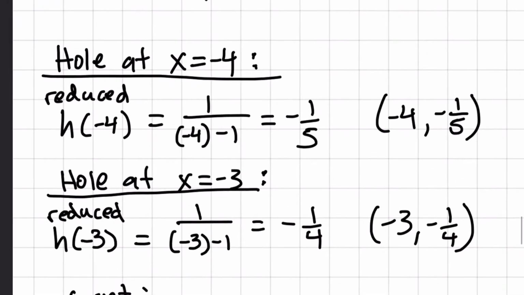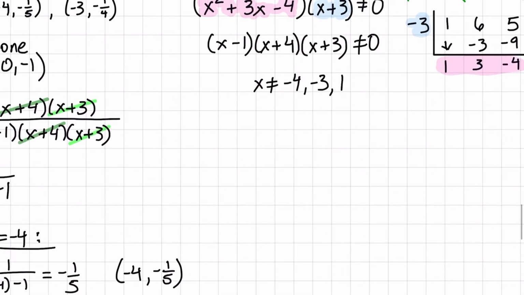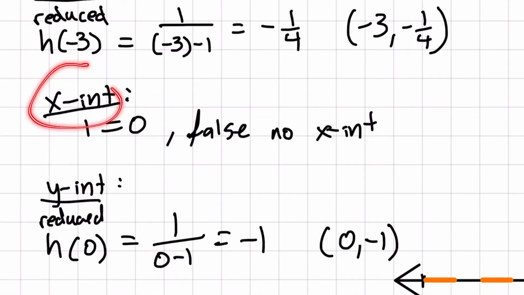So for my hole at negative 4, now I know it's negative 4 because I take my x plus 4 and I set it equal to 0, so that x plus 4 leads to that negative 4. So then plug this -4 into x, and I get 1 over -5, or -1/5, so I have a hole at -4, comma -1/5. Then take the -3, plug it in, and I end up with -1/4, so I have a hole at -3, -1/4.